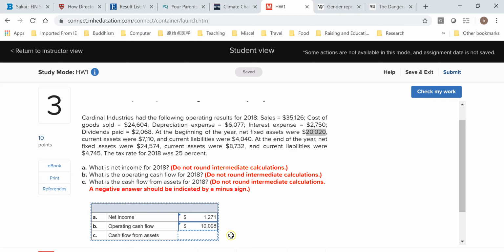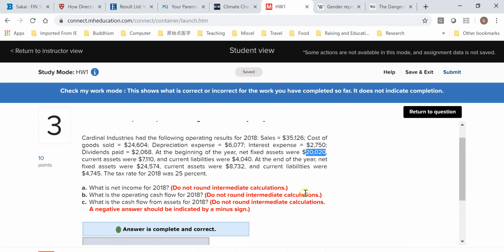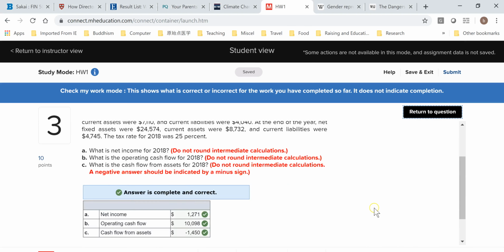So we need to put a negative sign. A negative answer should be indicated by a minus sign. We put a minus sign, 1450. Just double check, 1450. Yes. And then we check our work.